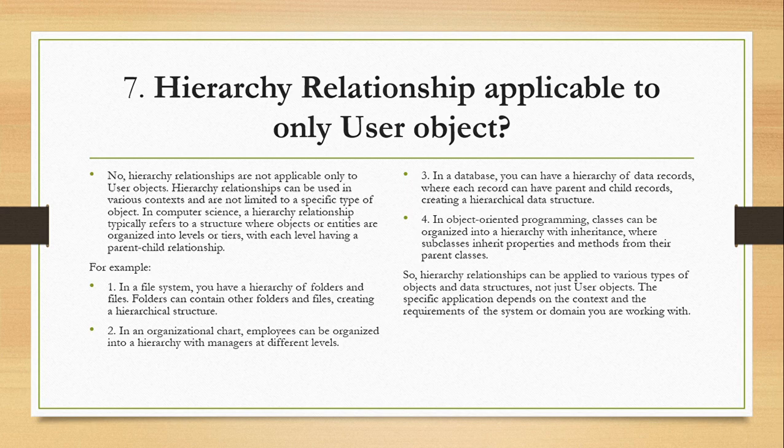In object-oriented programming, classes can be organized into a hierarchy with inheritance, where a subclass inherits properties and methods from its parent classes. So hierarchy relationships can be applied to various types of objects and data structures, not just user objects. The specific application depends on the context and the requirements of the system or domain you are working with.